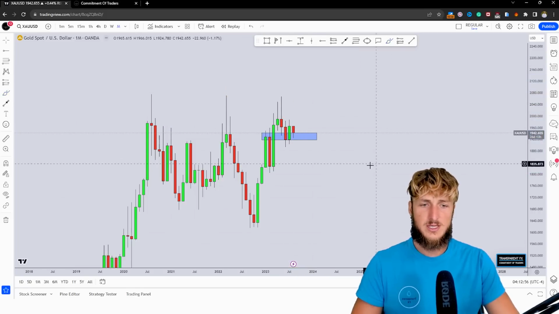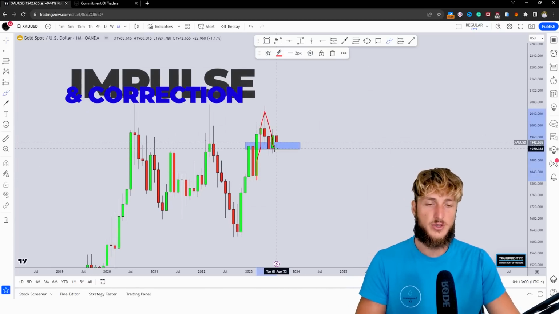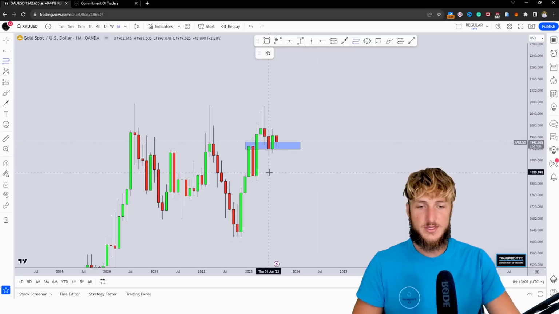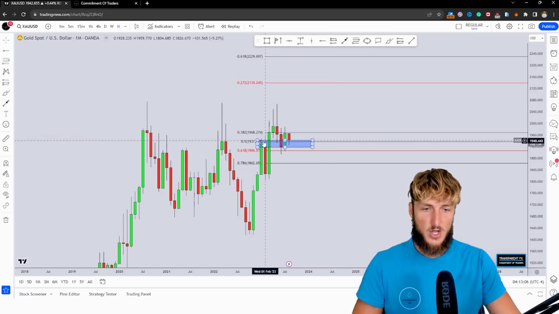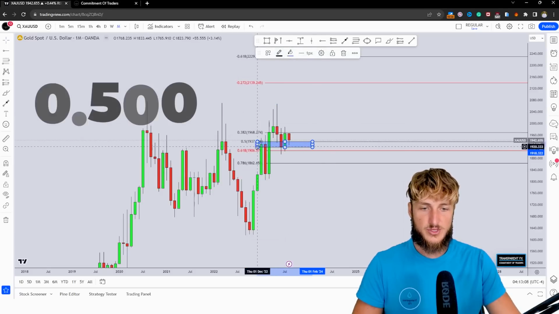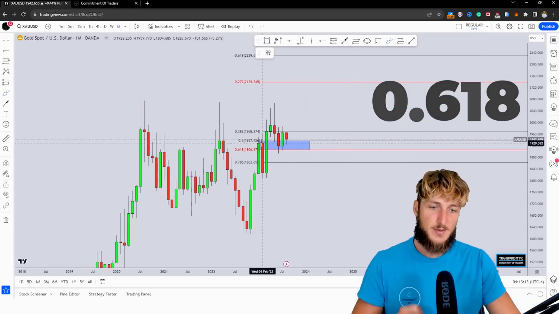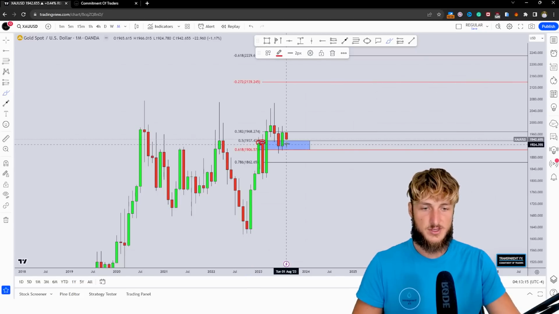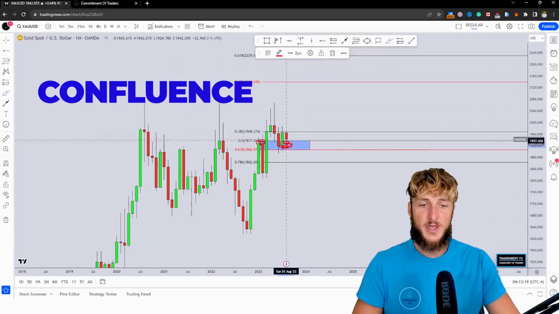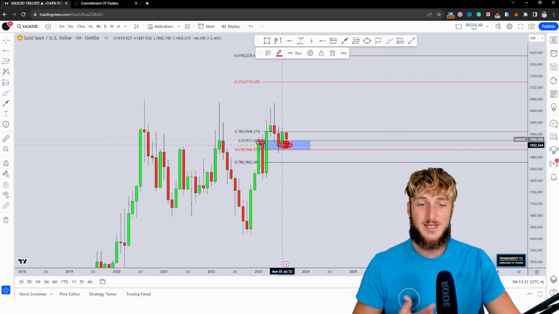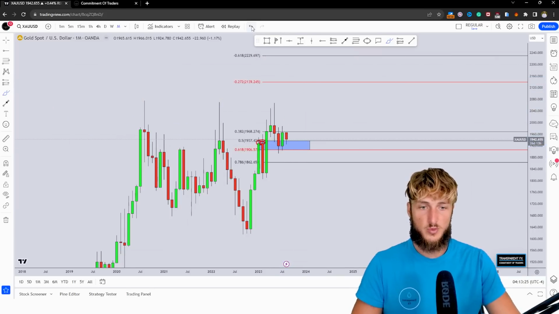We can also notice that, generally speaking, after an impulse, if you want to measure the correction, what you have to do is take your Fibonacci from the low to the high of the impulse leg. And if we do that, we can see how we have the 50% and 0.618 Fibonacci retracements lining up exactly with this previous resistance turned support, creating confluence of support inside of this level, inside of which there is a possibility to see institutional longing, further increasing the probabilities of a potential move higher.